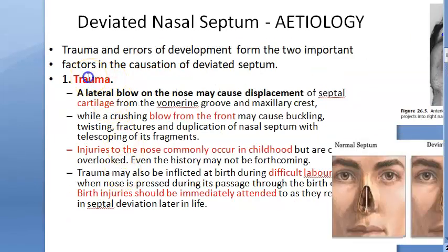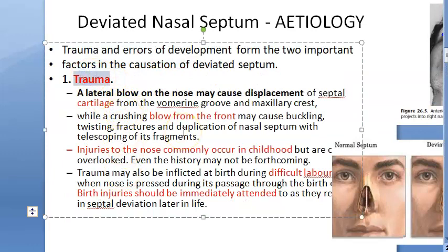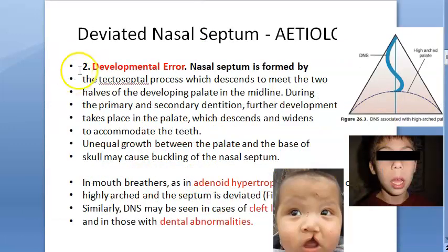So basically in trauma they're talking about lateral blows, where the septal cartilage will get displaced. A blow from the front can cause buckling, twisting, fracture, so many things. Injuries can happen in childhood and people may have forgotten about it. They may have overlooked the injury. Or in difficult labor, while birth, in the birth canal, there could be a birth injury. Okay, so that's all about trauma.